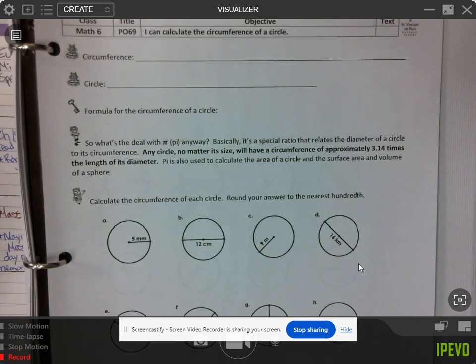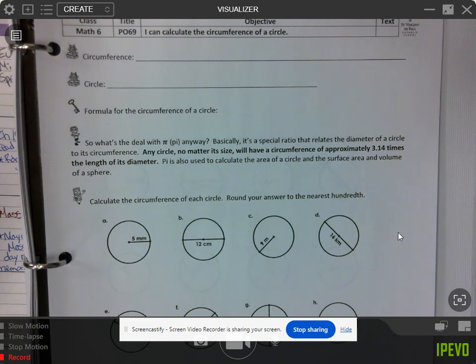Morning. Today we are doing PO69. I can calculate the circumference of a circle. We are learning about perimeters and areas of the rectangles, the squares, the parallelograms, the triangles, trapezoids. Now we're going to focus on the circle. With a circle, we have a circumference.